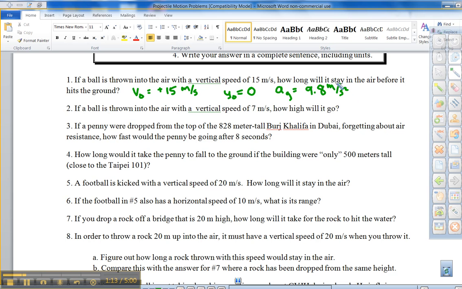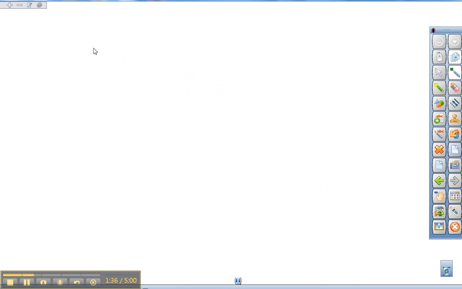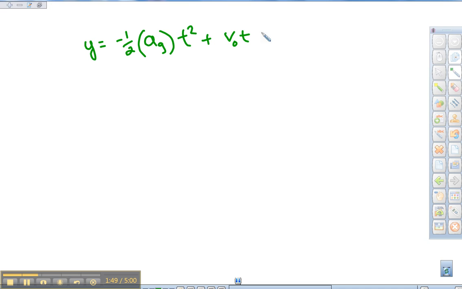And how long will it stay in the air before it hits the ground? At that point, we set y, the vertical height, equal to 0. And our question is, find the time when that happens. So let me just set you up with that. So it was 15 there. So the equation would be y equals negative 1/2 a sub g, t squared plus v naught t plus y naught.